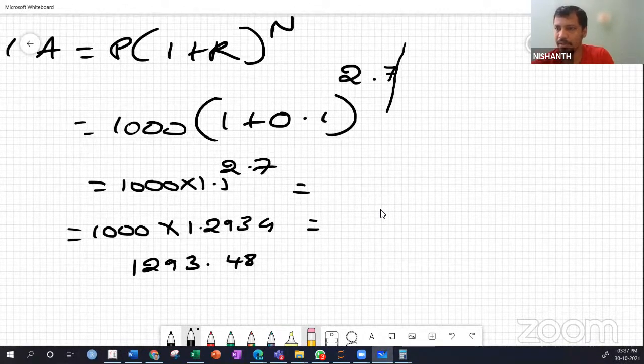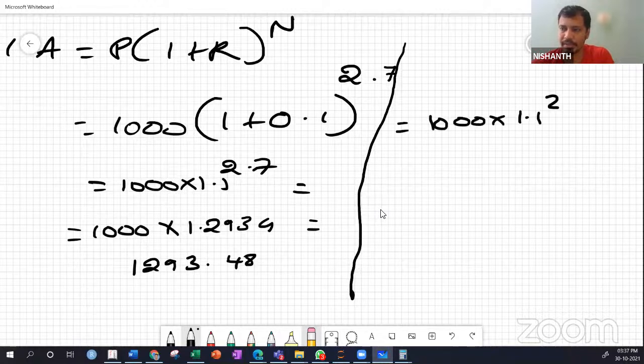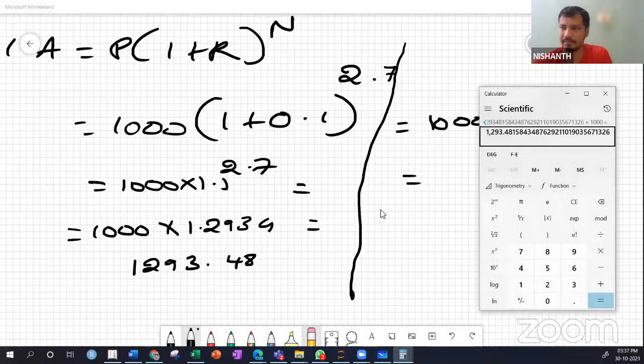So now I don't know what to do with this 0.7. The best I can do is 1000 into 1.1 square. This much I can go. And after this, I need to apply interest only for 7 months, correct? Only for 7 months I have to apply the interest. So 1000 into 1.1 square, how much will I get?